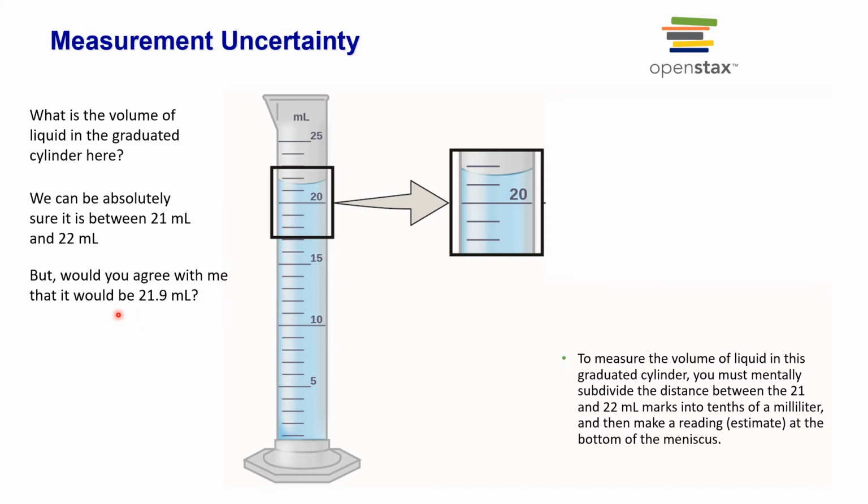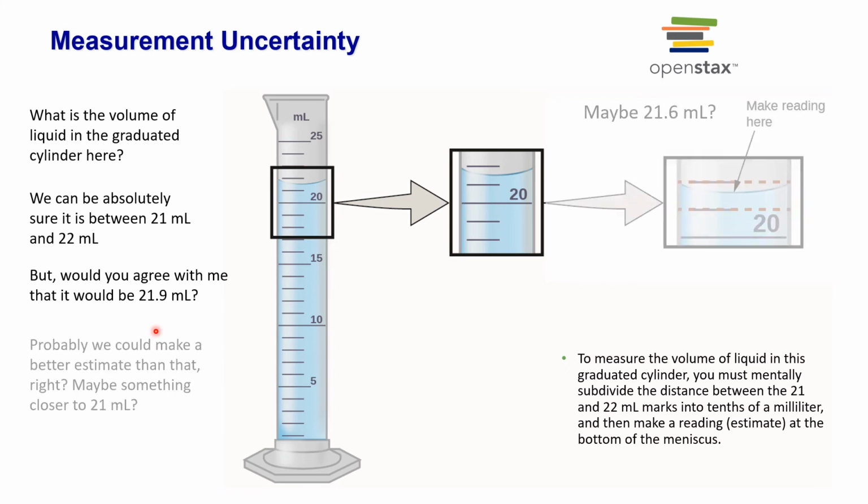I would not agree with this being 21.9. I would have probably called this 21.4 milliliters. 21.6. Okay, if you read this as 21.6, I think that's fair. I would have probably said 21.4. And the more important thing than agreeing with my measurement is agreeing with your own measurement over and over again, being consistent in the way you read that value.